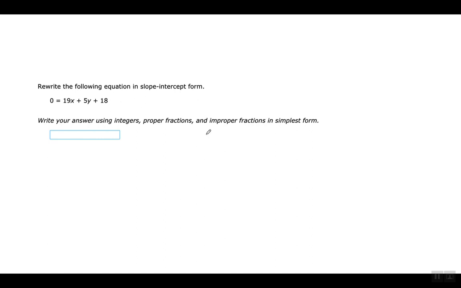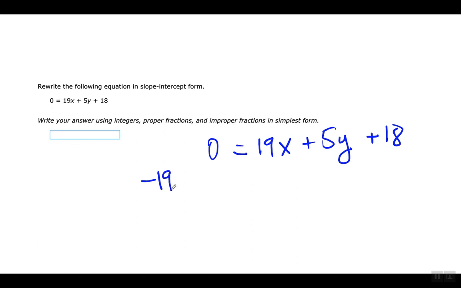Okay, right here everything's on the right, and we got 0 on the left. So the easiest way to do it, I think, is to move the 19x and the 18 to the left. When I move it to the left, they're going to become negative 19x minus 18 equals 5y.